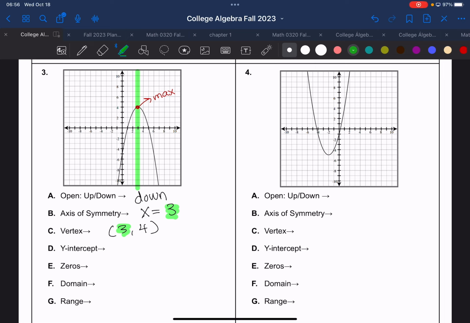Does this graph have a y-intercept? Yes. Yes, at what point? Good, 0, -5. Right there is where it crosses the y-axis, so 0, -5. How many zeros does this problem have? 2, and at what numbers? Good. Good, so at 1 and 5.